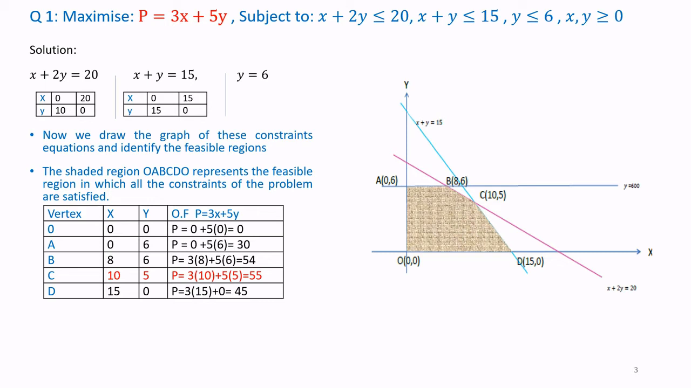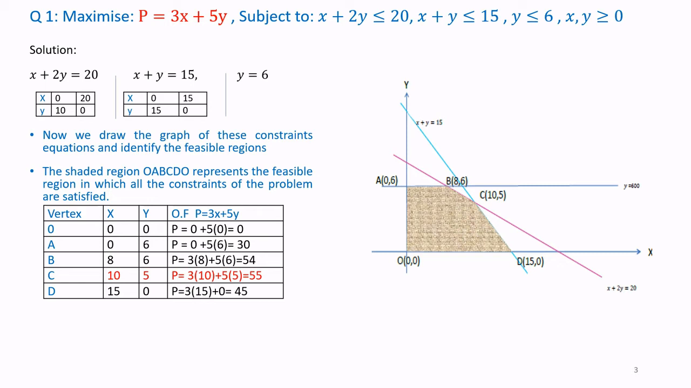P is equal to 3x plus 5y. We will write here, which we are supposed to maximize in this case. So in this table, the first column is vertex, second column is x coordinate, third column is y coordinate, and fourth column is the objective function. Sometimes it is written as z. If we have to maximize, it is a profit function. If we have to minimize, it is the cost function. So it is written in the fourth column.